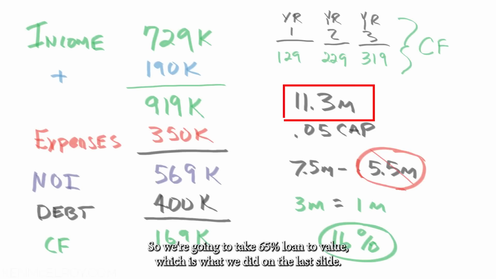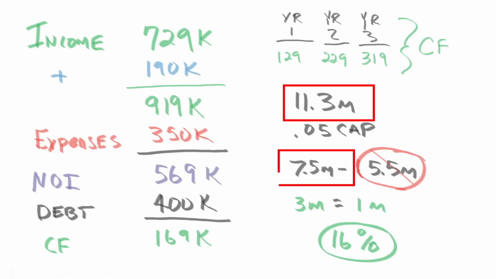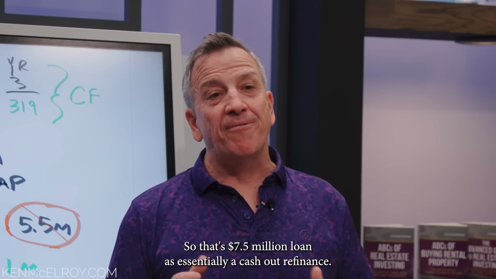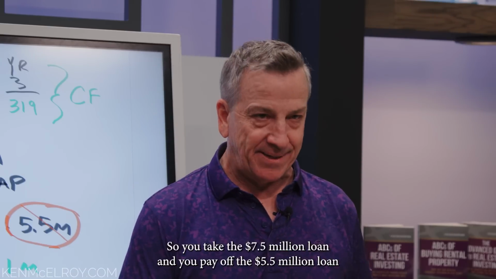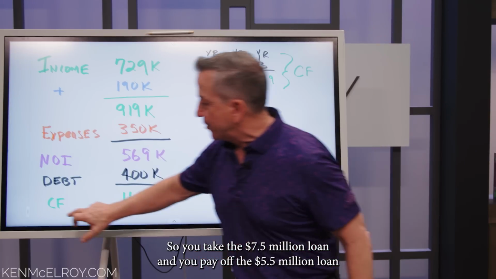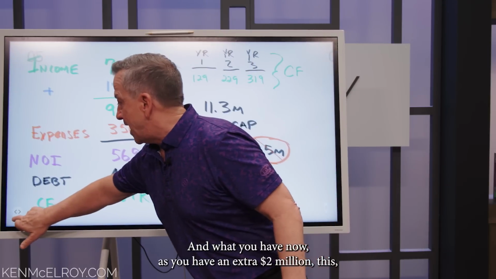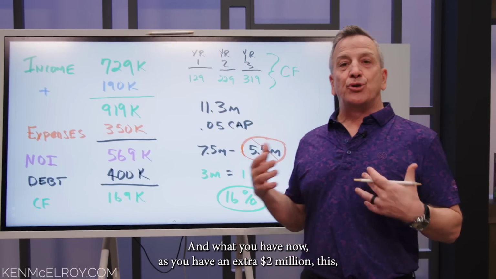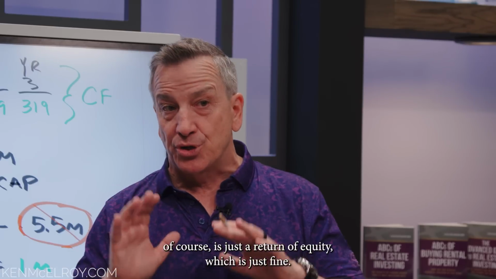So we're going to take 65% loan to value, which is what we did in the last slide, and we're going to get 65% against 11.3, which is about a $7.5 million loan. So that $7.5 million loan is essentially a cash out refinance. So you take the $7.5 million loan and you pay off the $5.5 million loan that we had here. And what you have now is an extra $2 million. This, of course, is just a return of equity, which is just fine.